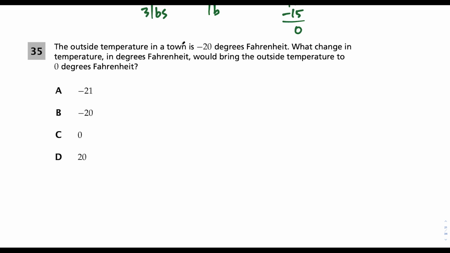So question 35, the outside temperature in a town is negative 20 degrees Fahrenheit. Wow, that is dangerously cold. So what change in temperature in degrees Fahrenheit would bring the outside temperature to 0?